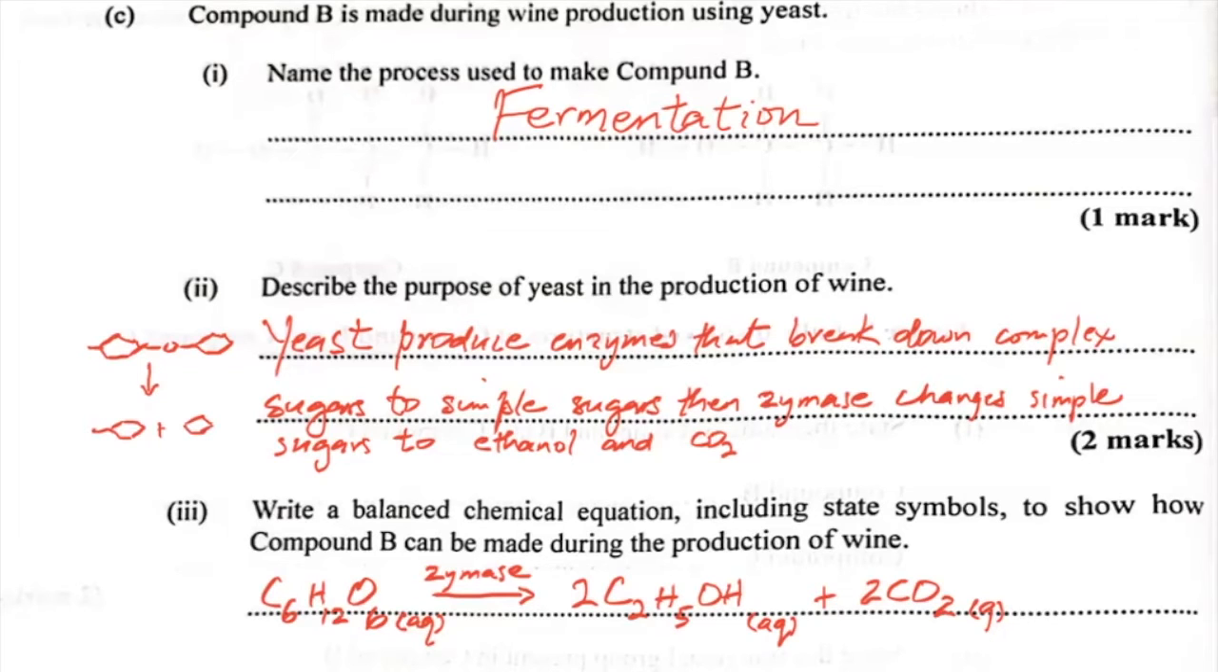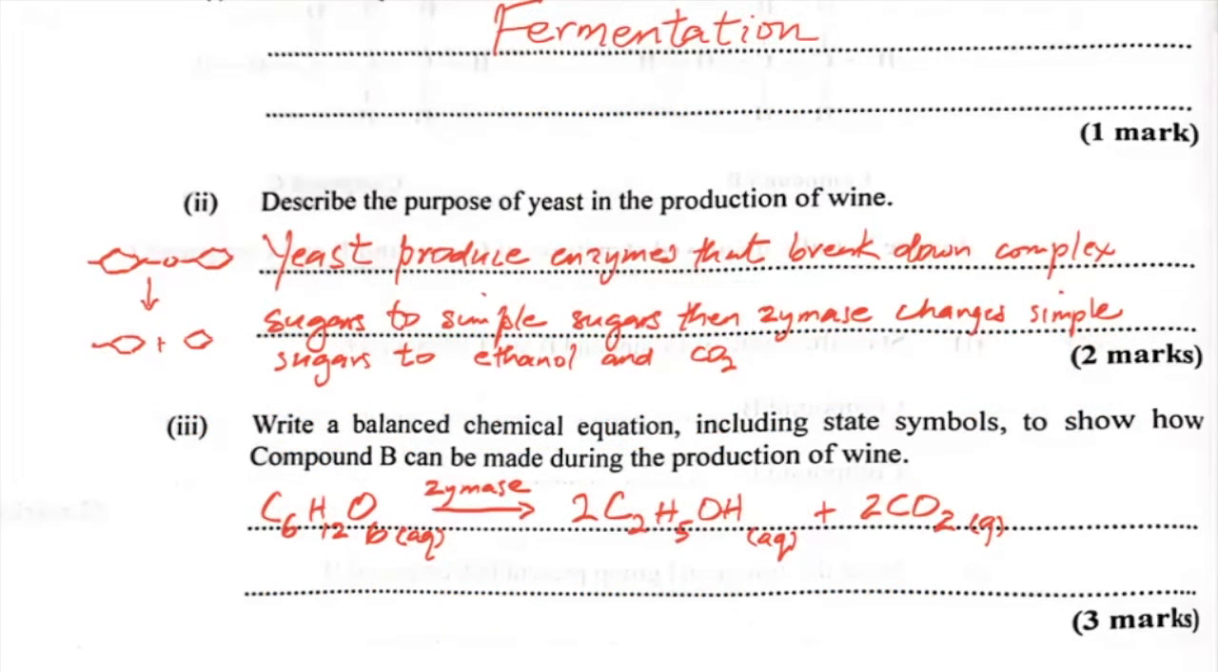So we put that there, and it's good to also put around 37 degrees Celsius as well as optimum pH, because pH affects the activity of the enzyme, the zymase. So that needs to be written as well. Around 37 degrees Celsius and optimum pH, and that would give us our full marks.